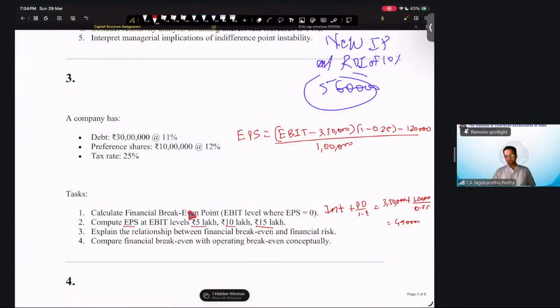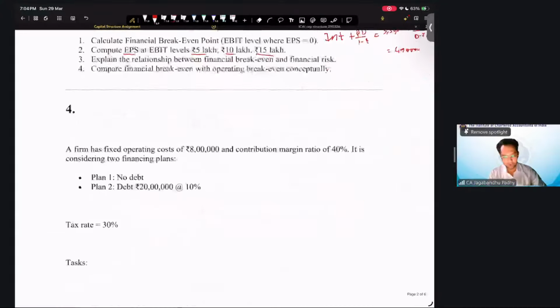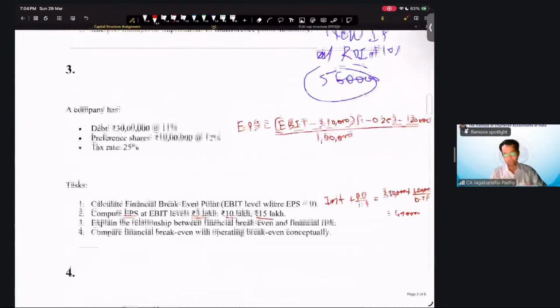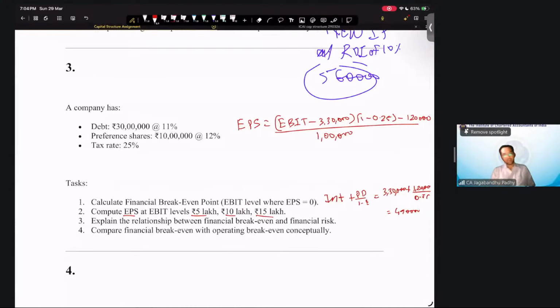Explain the relationship between break-even point and financial risk. What's the relation between break-even point and financial risk? Or is there really any relation between financial risk and the financial break-even point? Yes, if the financial break-even point is higher, the financial risk is also going to be higher, because you need to earn that much additional amount of EBIT to generate profits. So higher break-even point means higher risk.